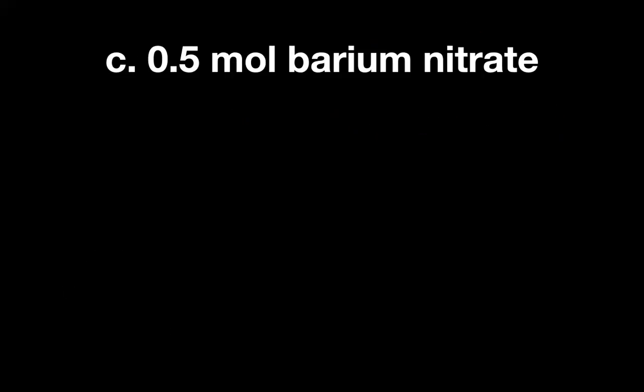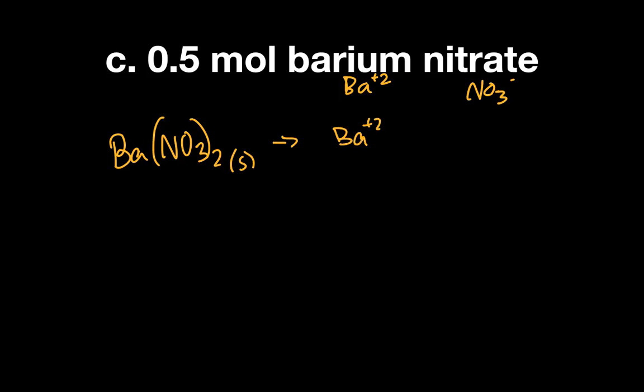And finally, barium nitrate. Any ideas on formula? BaNO3? No. Barium's +2, nitrate is only -1. So Ba(NO3)2. You have Ba2+ and 2 NO3-. All right, now here's the thing.